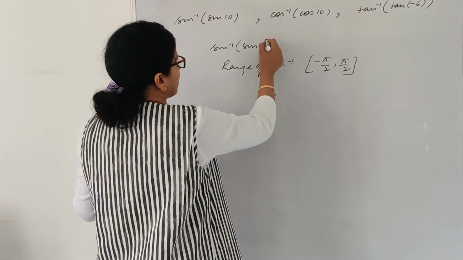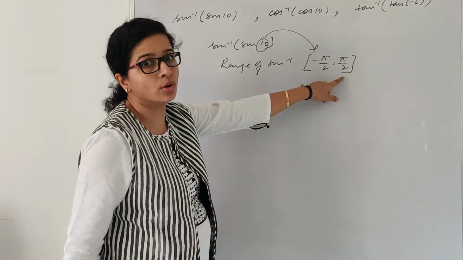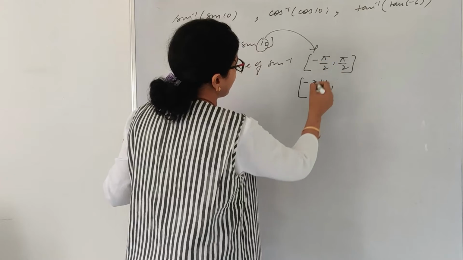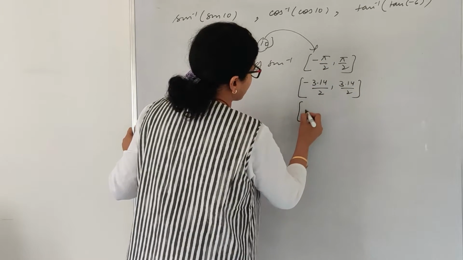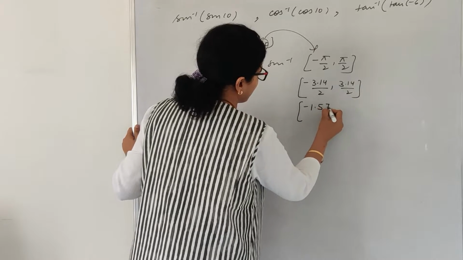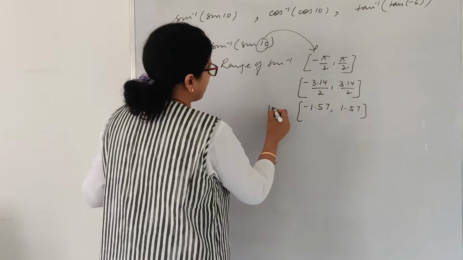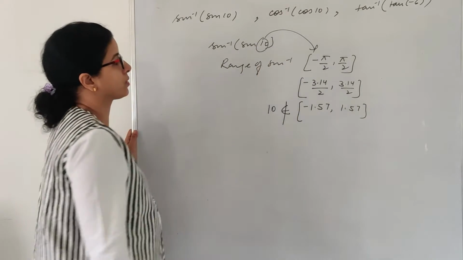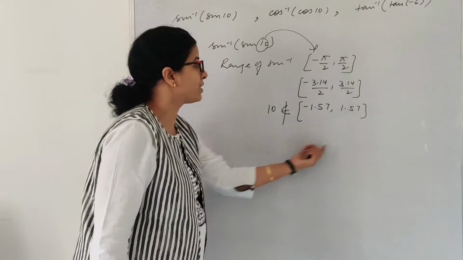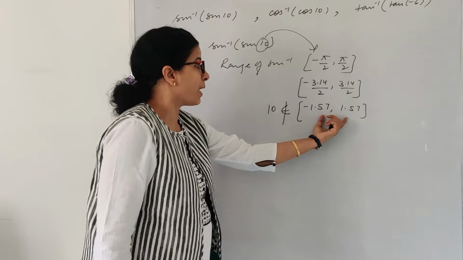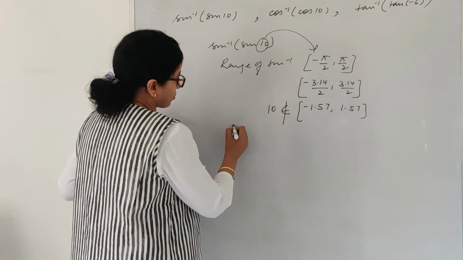With 10 you cannot tell whether it lies between minus pi by 2 and pi by 2 or not. Substitute the value of pi, 3.14. So I am getting minus 1.57 here and 1.57 here. My 10 does not belong to this range. So now I have to reduce my 10 to such an extent that it starts lying between minus 1.57 and 1.57. Now what am I going to do?